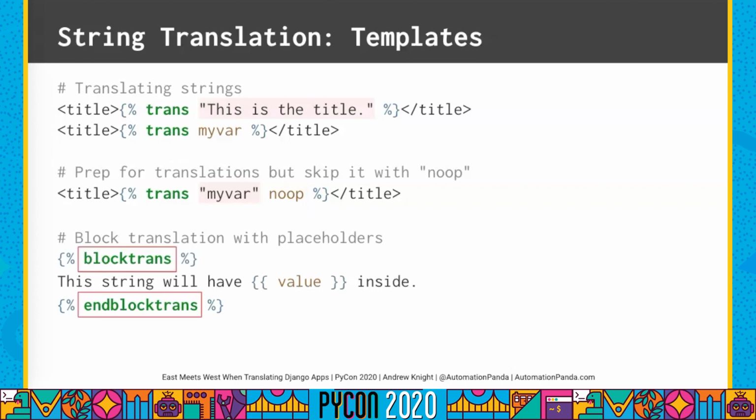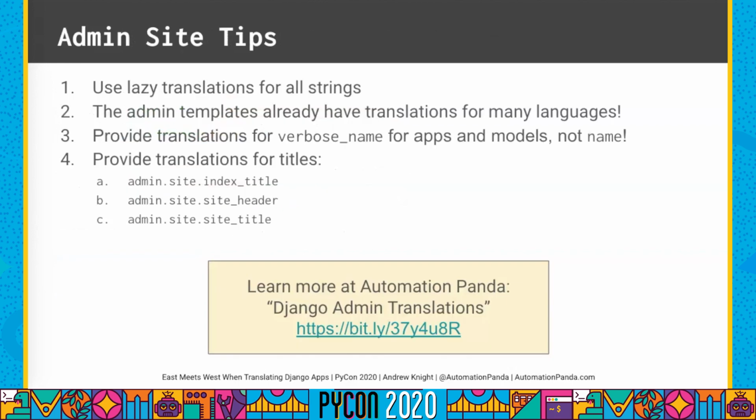You can also do block translations in Django templates. And block translations can even have placeholders, such as trying to substitute a value in for the string. You can also translate the admin site, like I did for my Django app.